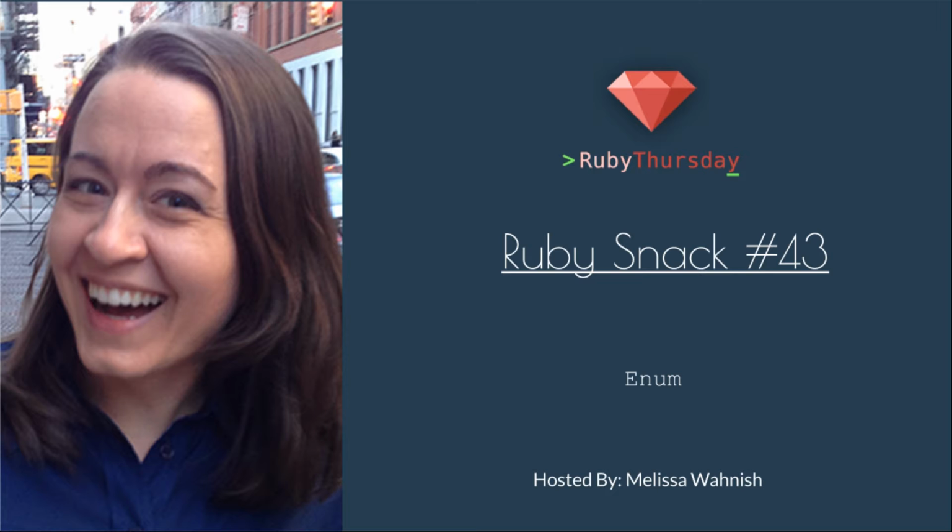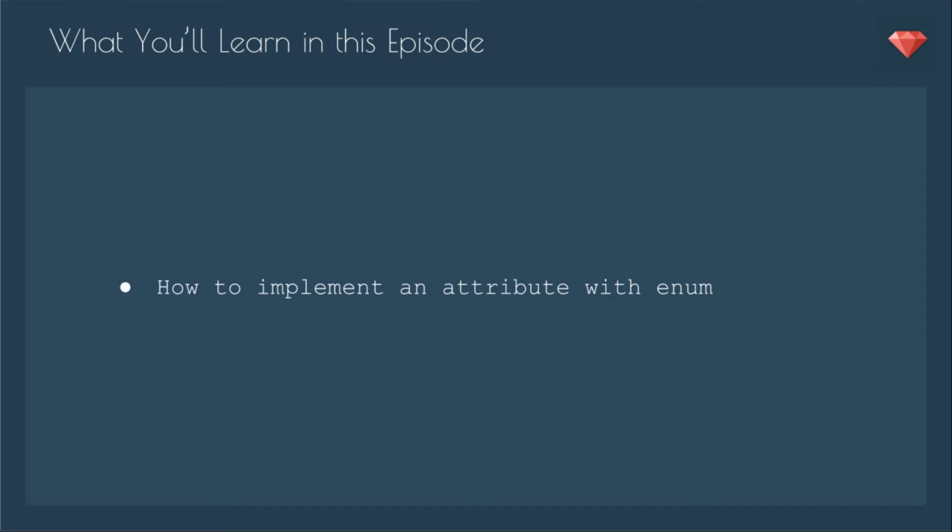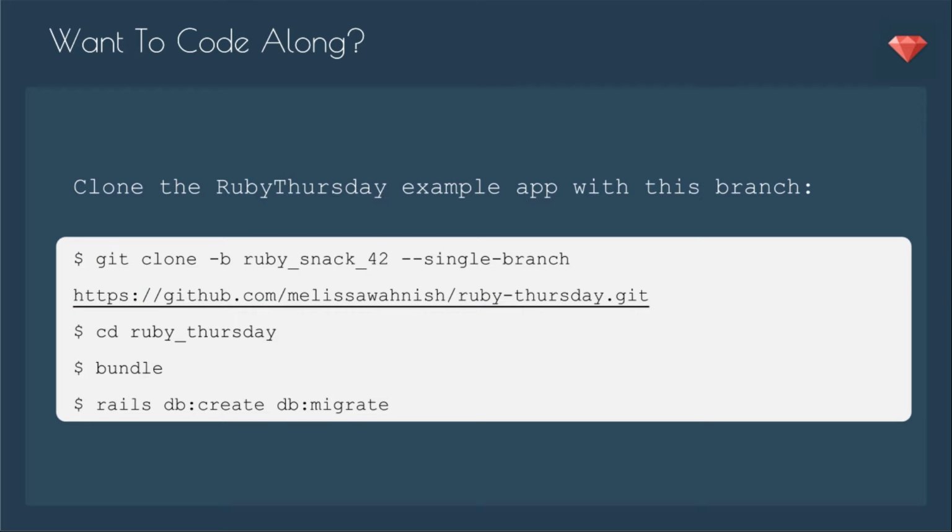This is Ruby Snack number 43, Enum. In this episode, you'll learn how to implement an attribute with Enum. If you'd like to code along, you can clone the Ruby Thursday example app with this branch, which is the Ruby Snack just before this one where we use the Ruby Thursday example app. That's Ruby Snack number 42. Then, of course, you CD into Ruby Thursday, Bundle, and Rails DB Create, DB Migrate.